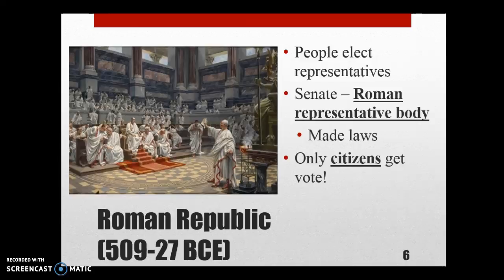Although Rome had voting and representation and was a form of democracy, there were a very limited number of people who actually got to participate. Male citizens, often land or property owning.